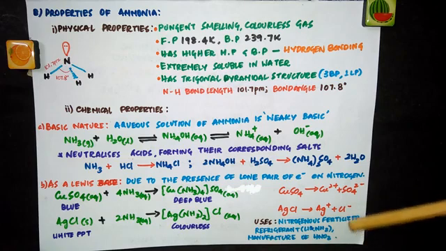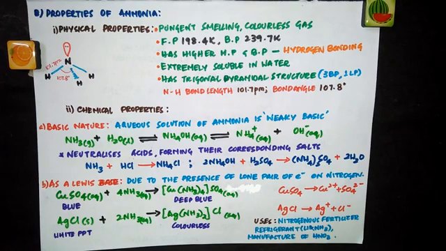Ammonia is used in the preparation of nitrogenous fertilizers such as urea, ammonium nitrate, ammonium sulfate, ammonium phosphate, calcium ammonium nitrate, which is abbreviated as CAN. All these are nitrogenous fertilizers, and ammonia is used in the preparation of these fertilizers. Liquid ammonia is used as a refrigerant in ice factories and cold storages where you want to preserve things.